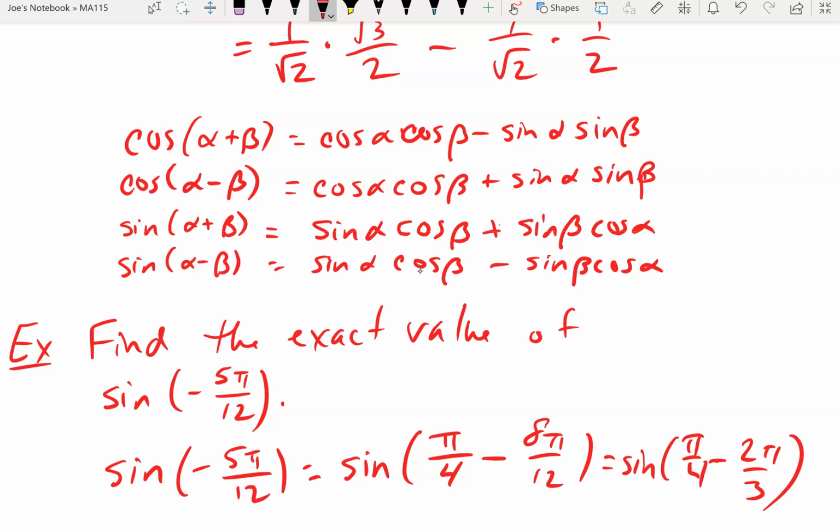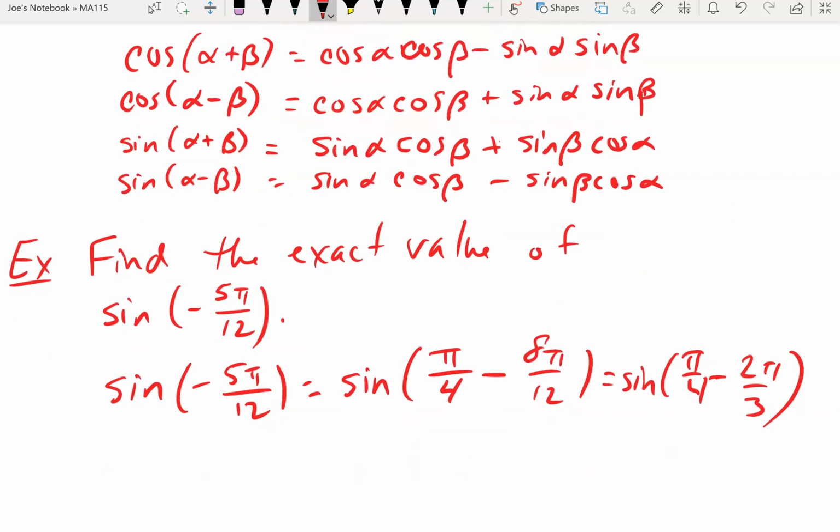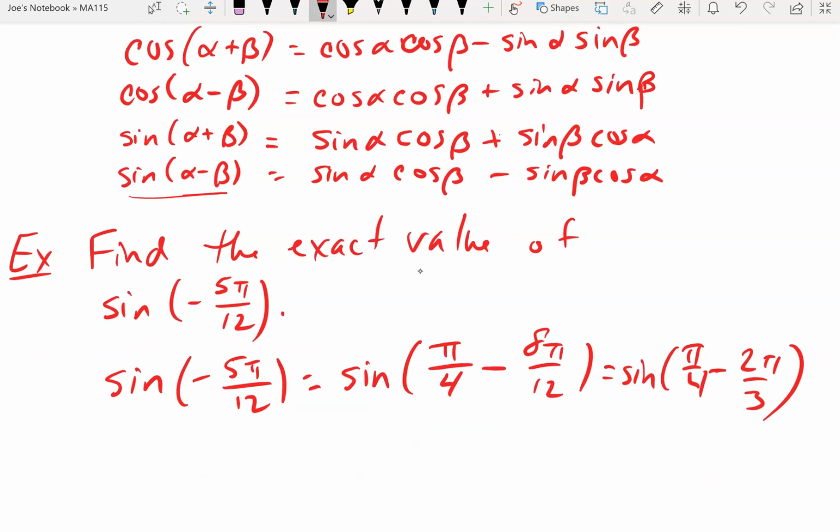Do I know sine and cosine of pi over 4? Yep. Do I know sine and cosine of 2 pi over 3? Yes. Yeah. Cool. I can do this then. So first thing we'll do is use our difference formula for sine. That's up here that I'm underlining here. How would we know we use that? Because it's a minus here. So using that formula, what would I write?